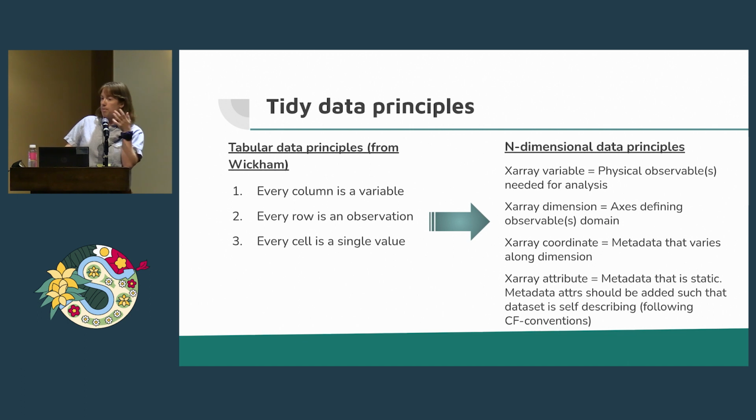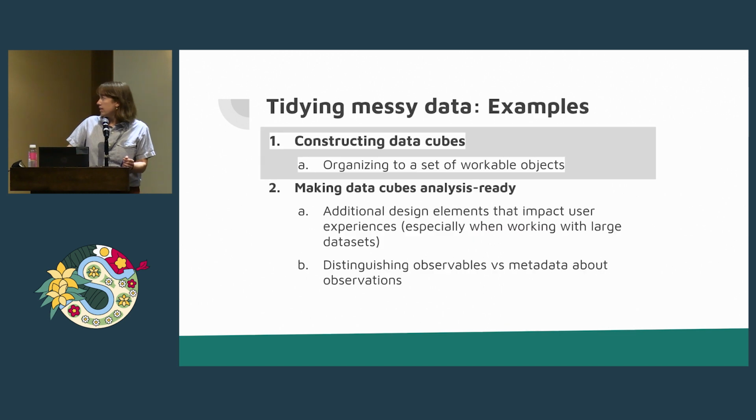And then we're going to think about the building blocks of an xarray dataset, which again are variables, and these should be the physical observables needed for your analysis. Dimensions, which are the axes defining the domain of the observable, coordinates, which are metadata that vary along a dimension, and attributes. These are metadata that is static. Metadata attributes should be added such that the dataset is self-describing, and this is inherited from CF conventions. So now we're going to look at some examples.